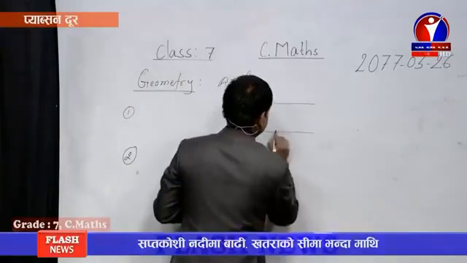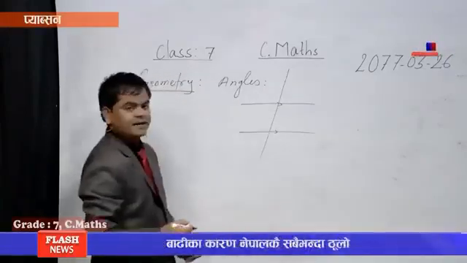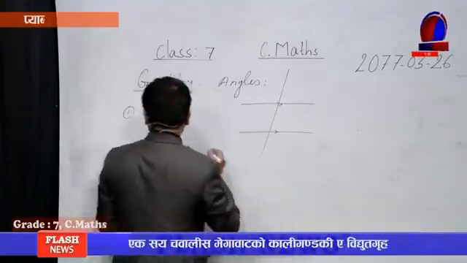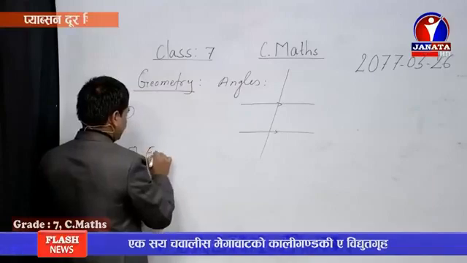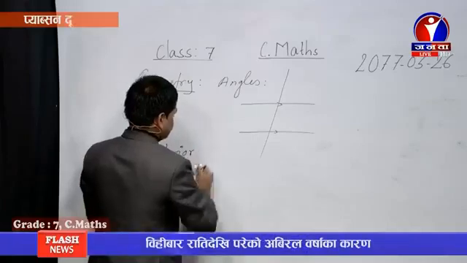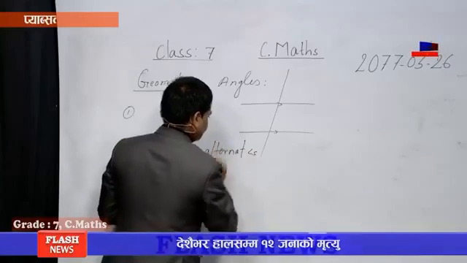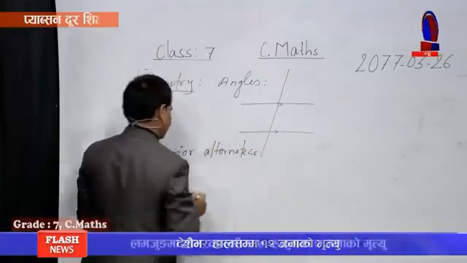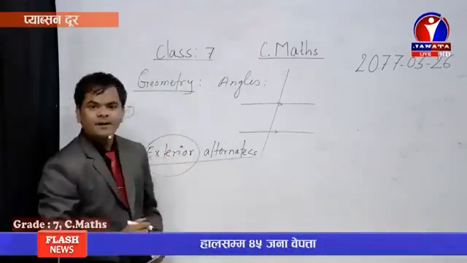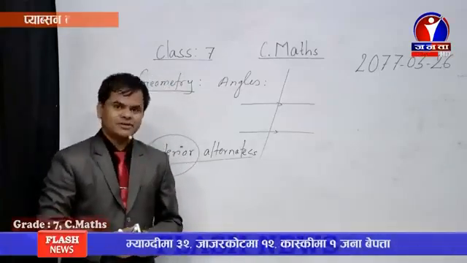Look here, dear students. If these two lines are parallel to each other and a transversal, a straight line, is crossing over the two parallel lines, I am going to present exterior alternate angles first, and then interior alternate angles also. I had discussed this before, but I will present it once again here. What is the meaning of exterior? Exterior means they are outside, outer, isn't it?